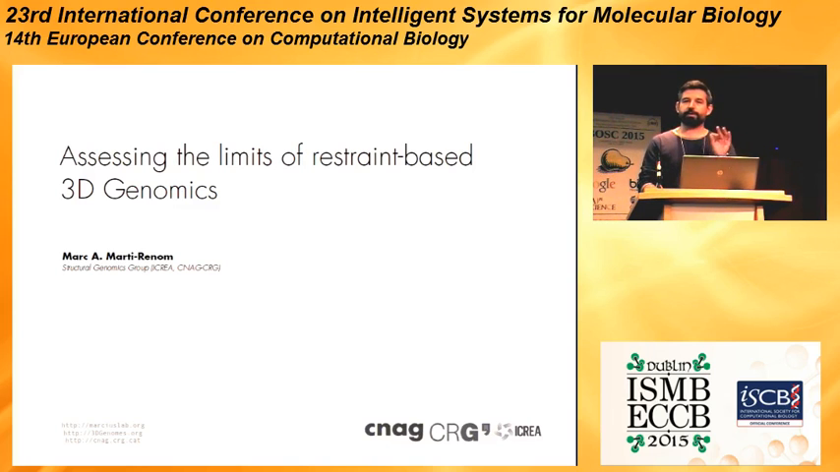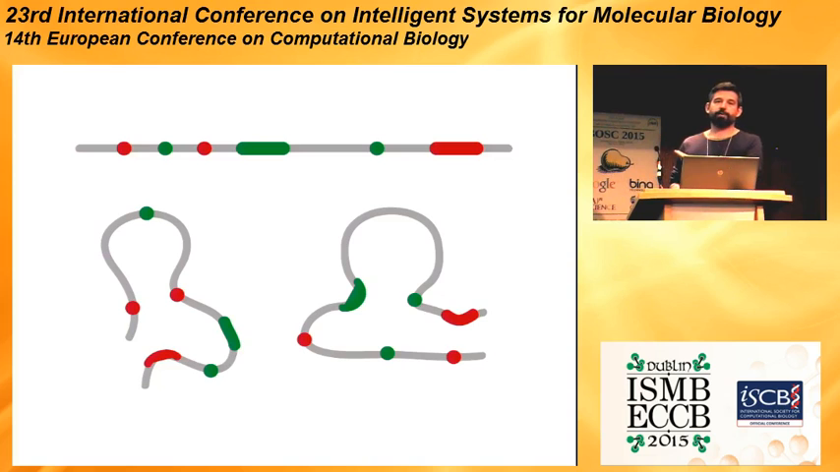But let me first tell you how we model, very briefly, very quickly, and then we go into assessing these limits. I don't have to convince you by now that these things happen in 3D, not in a linear fashion. So the enhancers need to be nearby the gene to activate it, and so on and so forth. So this happens in 3D, and that's the reason why three-dimensional genomics is picking up very quickly lately.